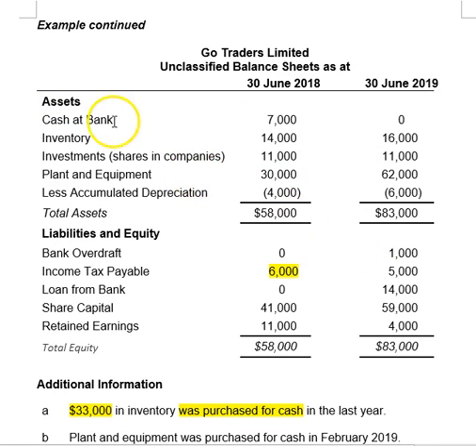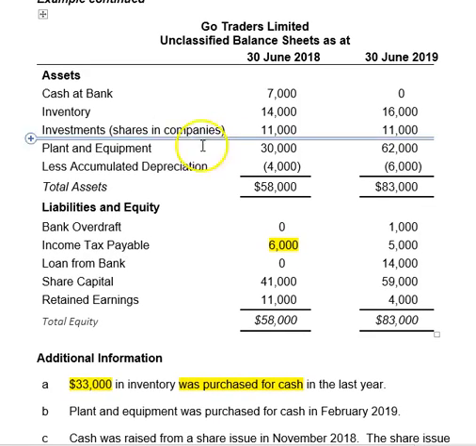For example, cash at bank is a current asset, so we don't look at it. And then inventory is a current asset as well, so we don't look at it either. Investment is a non-current asset, but there's no change in your investment. That means we don't buy any new investments and we don't sell any investments as well. Now we look at plant and equipment.